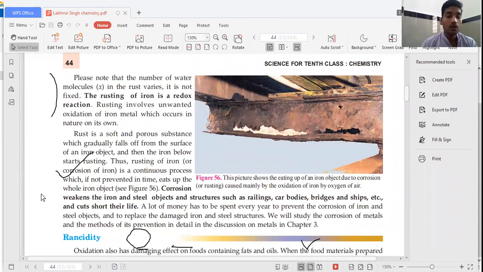See how dangerous the effects of rusting of iron can be. The whole plank has rusted, the beam has rusted, and any time this bridge can fall, right? So it is not having a good effect. Rusting of iron is also a redox reaction. Redox means reduction and oxidation taking place simultaneously. Corrosion weakens the iron and steel objects and structures such as railings, car bodies, bridges, ships, etc., and cuts short their life.